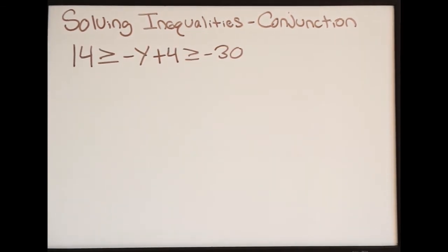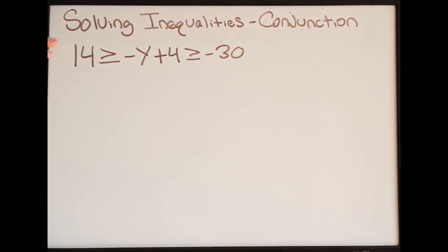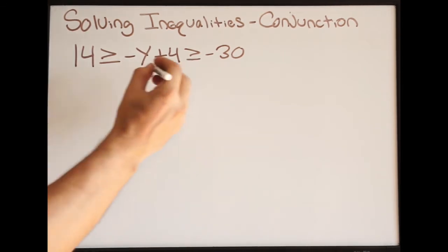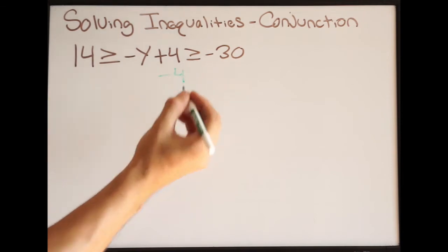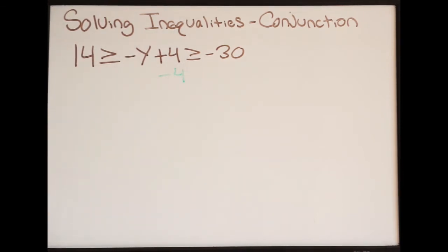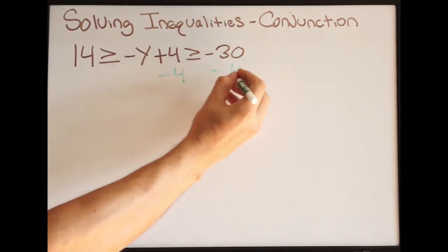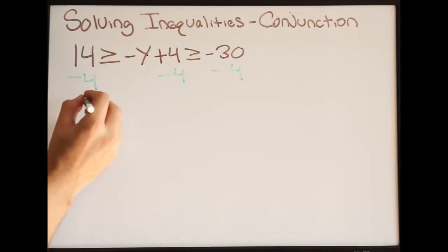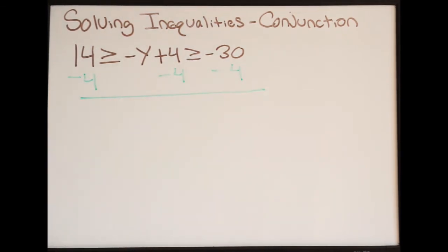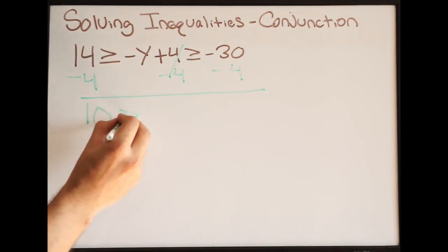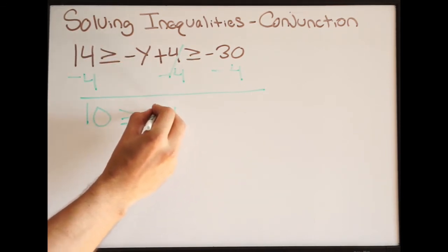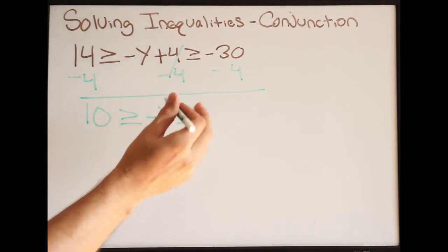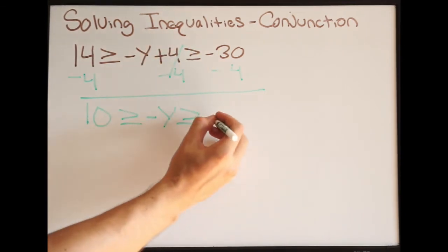Okay, so here's our next example. So again, we're dealing with an inequality and it is a conjunction. So we're going to go through the same steps as our last example. So our first step, we're going to subtract 4. And we're going to do that on both sides of our inequality signs, so here as well as here. Okay, and when we do that, this will cancel. Here we get 10. Bring down your inequality. Here we get negative y. Again, bring down your inequality. And here we're going to get negative 34.